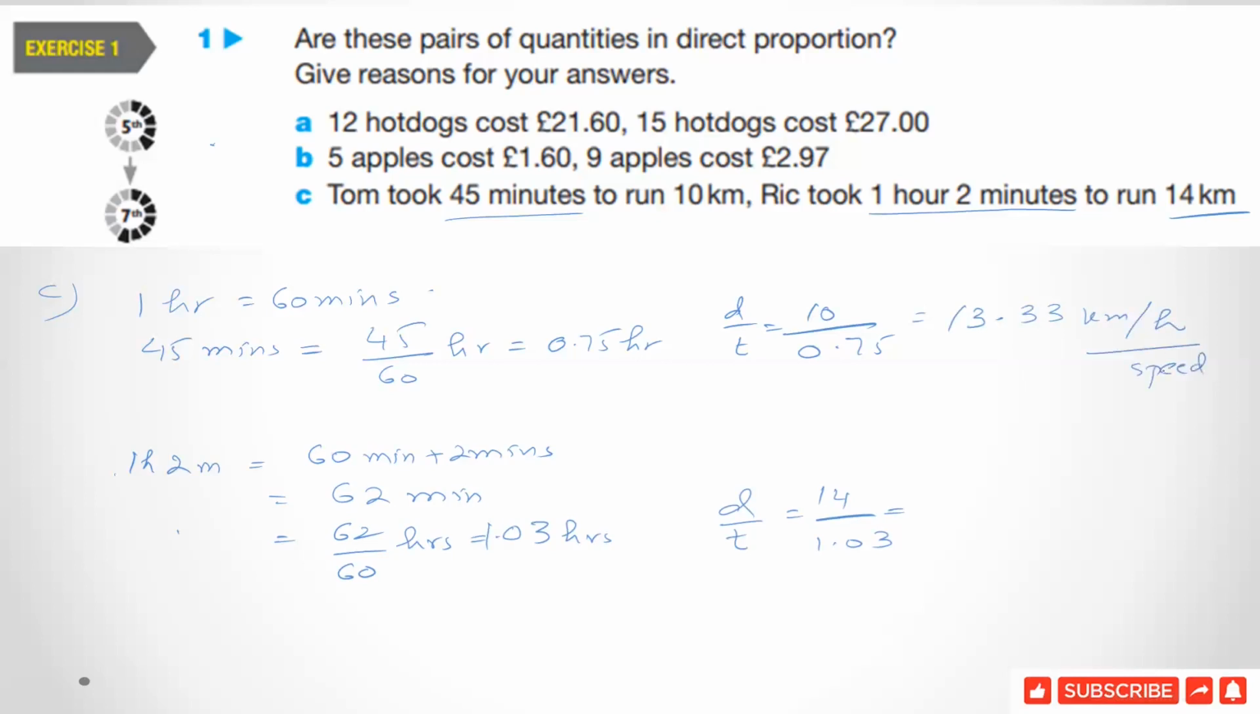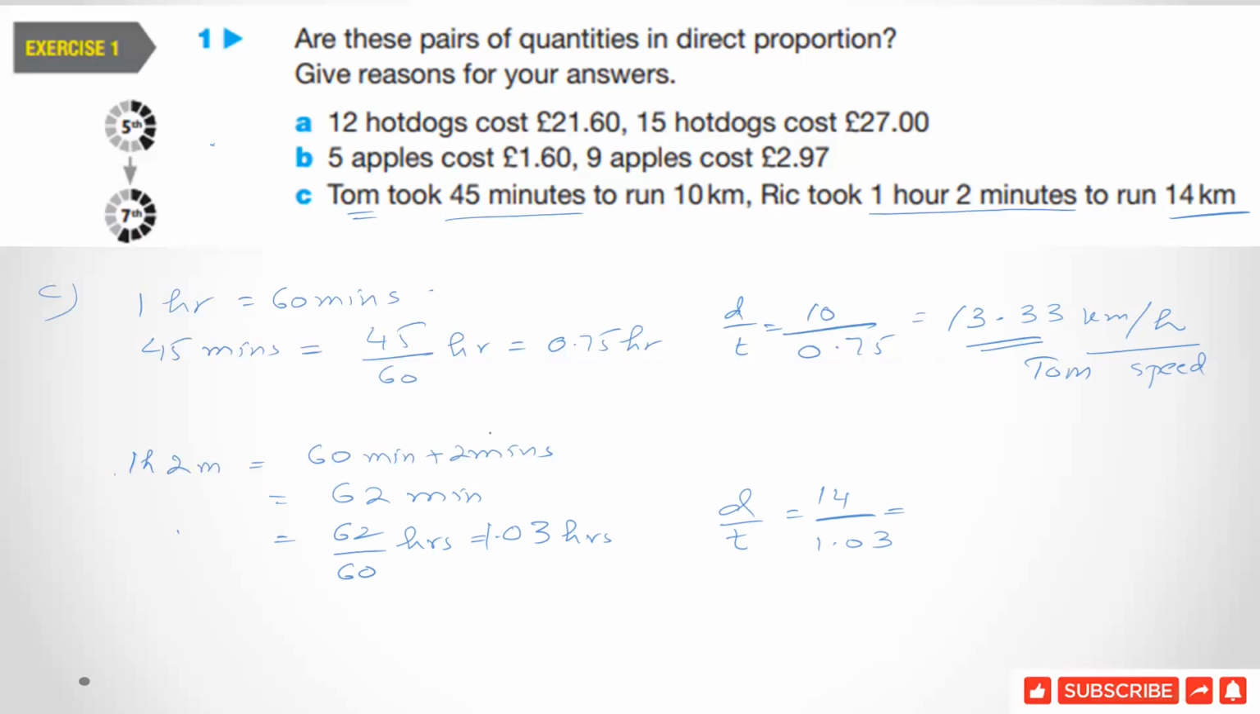Always remember, when we divide distance by time, it shows the speed of a vehicle or a person who is covering the distance in a particular time. So the speed of Tom is 13.33 kilometers per hour.